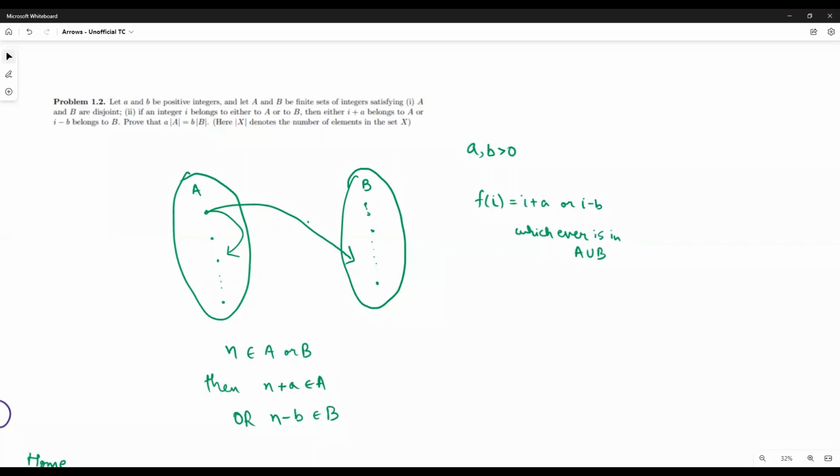Okay. So tell me, someone was saying earlier, considering a directed graph approach, like the elements of A would be A1, A2, dot dot dot, A cardinal of A, and elements of B would be B1, B2, dot dot dot, B cardinal of B.